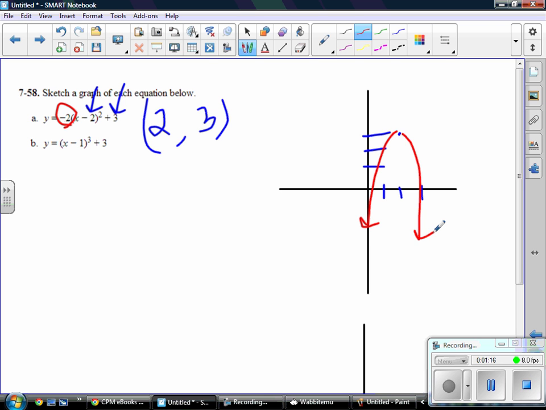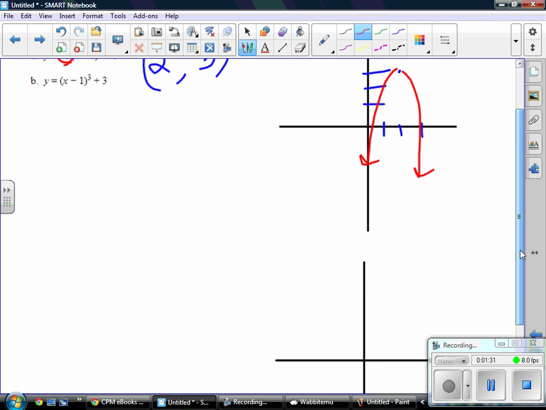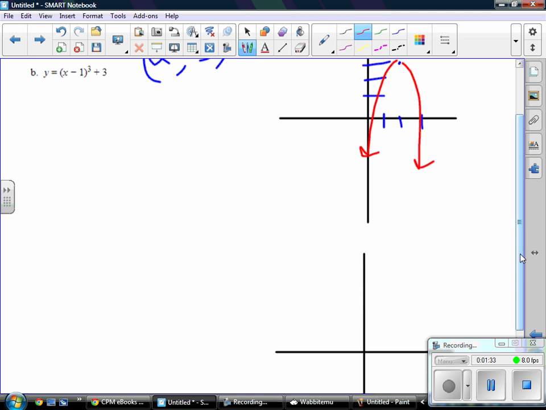Now what you can do is you can type these into your calculator and double check, and label some more points if you'd like. But basically knowing the vertex or the turning point, and then knowing if the stretch factor is affected at all, that's kind of what we're looking for. So that's part A.